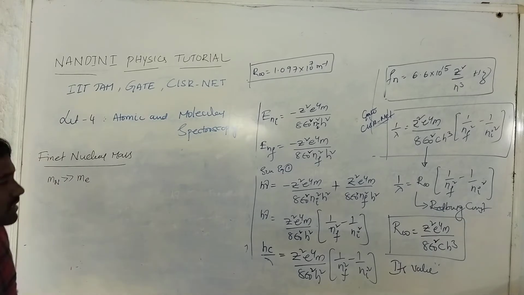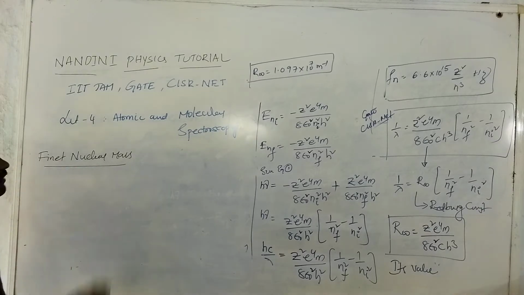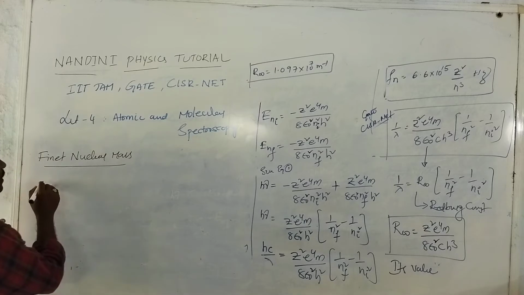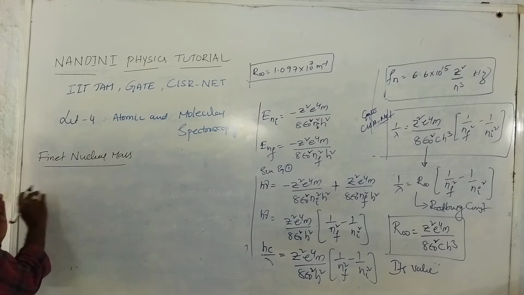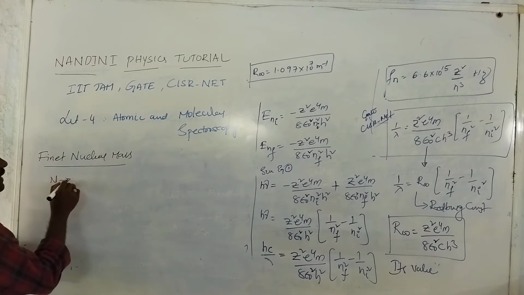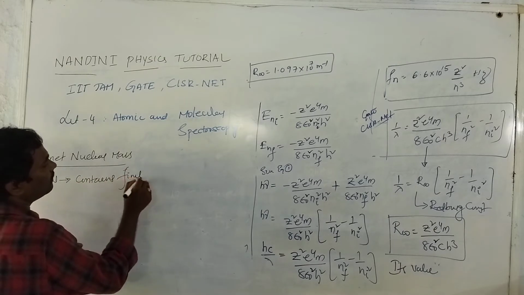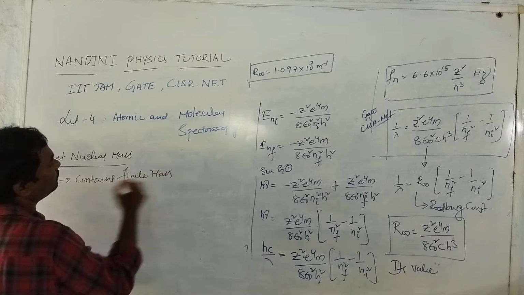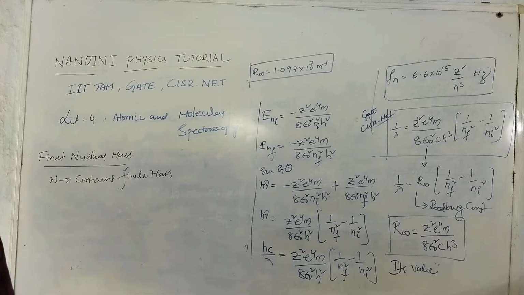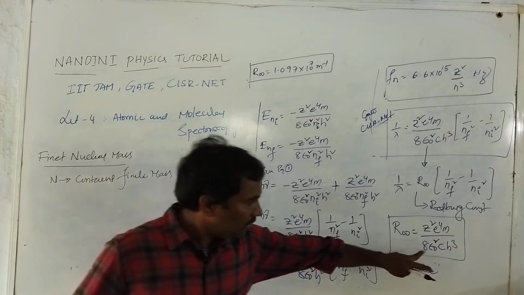Right now I change this condition. Okay, so I want to introduce finite nuclear mass only. So that means the nucleus contains finite mass. So nucleus contains finite mass. Okay, finite mass. So nucleus contains finite mass. So in this situation already I will consider infinite mass.